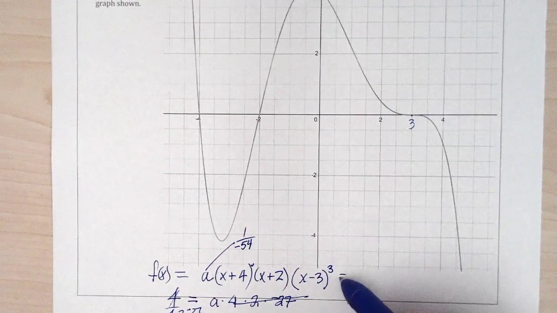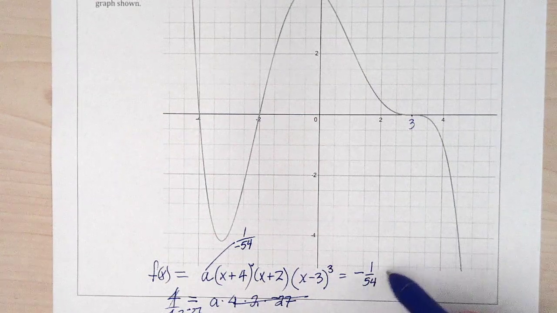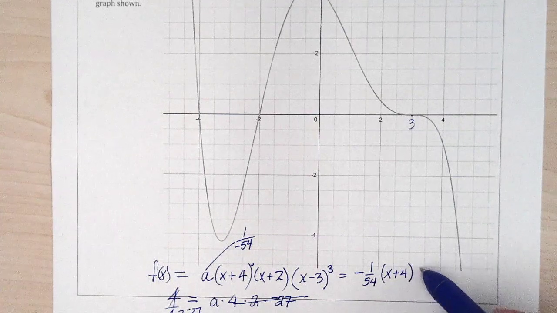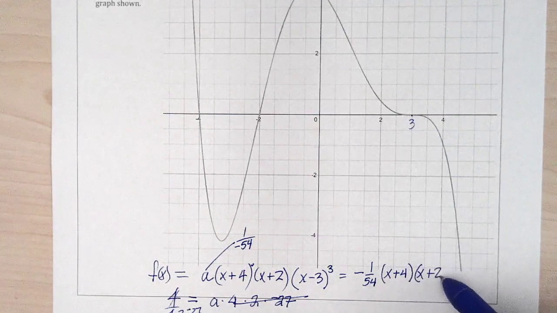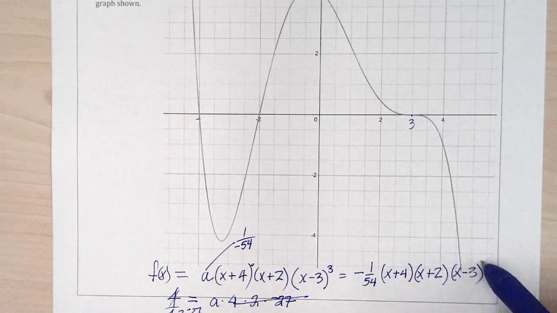So my answer is negative 1/54 times x plus 4, x plus 2, and x minus 3 to the 3rd.